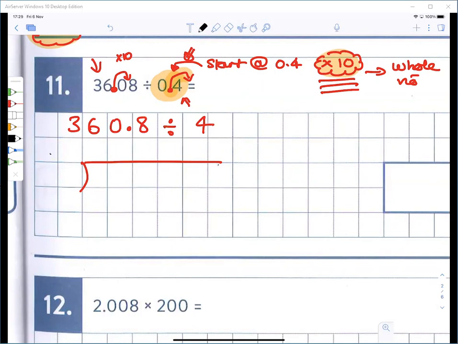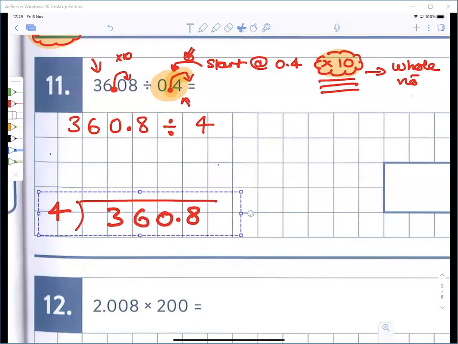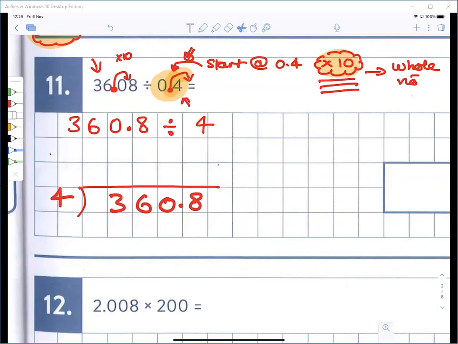So you put the 4 outside the column. Okay, good. And then you put the 360.8, I mean the 360.8 at the bottom, inside the bus stop. Inside the bus stop, mm-hmm. And then you divide it. Okay, go on then.